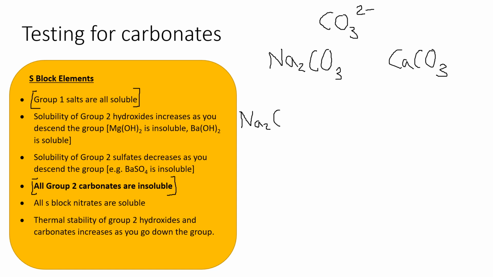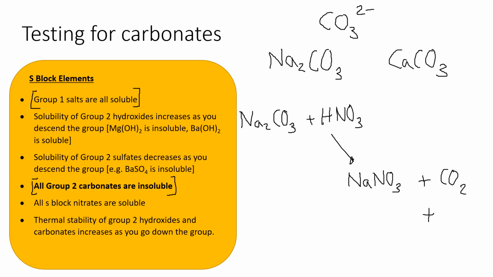But if we want to prove that we have, say, sodium carbonate, to test that it's sodium carbonate, we could add acid. So a good test would be to add an acid like, let's just say, nitric acid, HNO3. And what would happen in the reaction is that you'd form sodium nitrate, you'd form carbon dioxide and water. And that would give you 2 lots of the sodium nitrate, therefore you'd need 2 lots of the nitric acid.